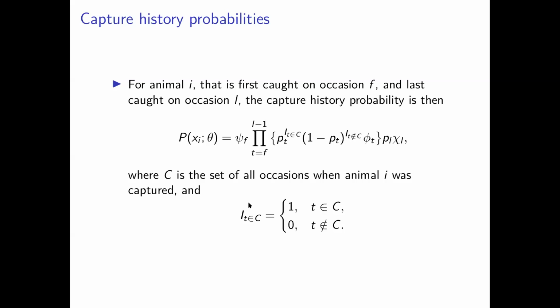And so the notation that we're using is C, which is the set of all the occasions when animal i was captured. And we're using this indicator function, I sub t is a member of C. So if t was an occasion when the animal was captured, then I is equal to 1, which means that you will have this factor in this expression here, and you will not have the factor for the non-capture.